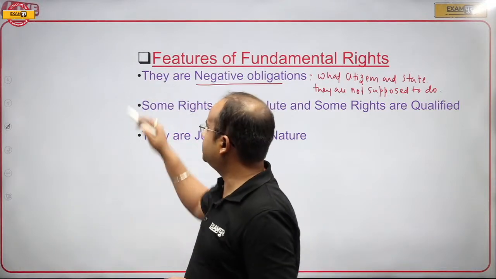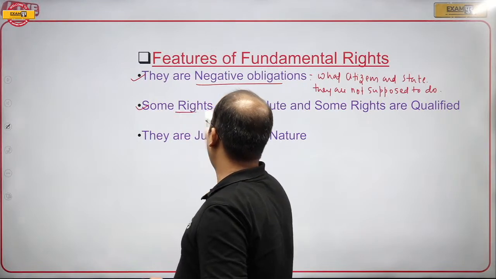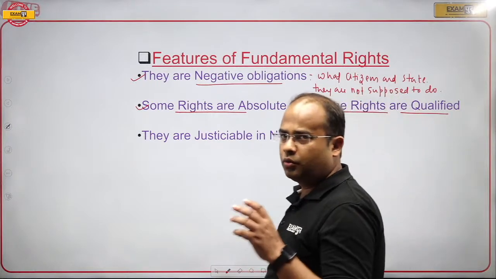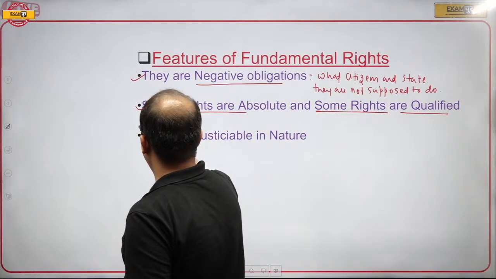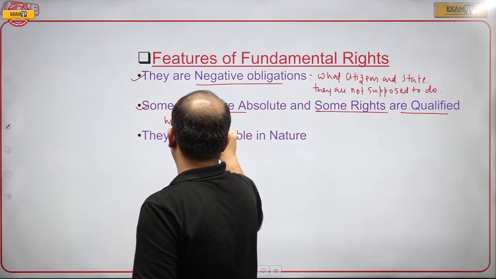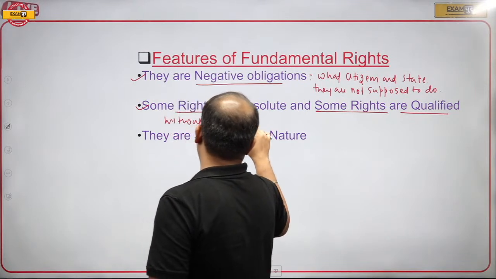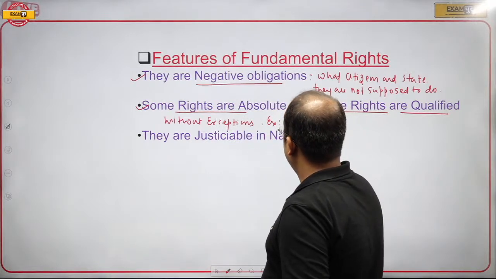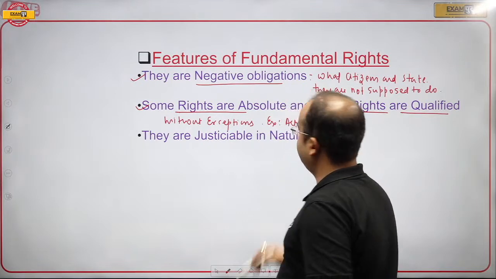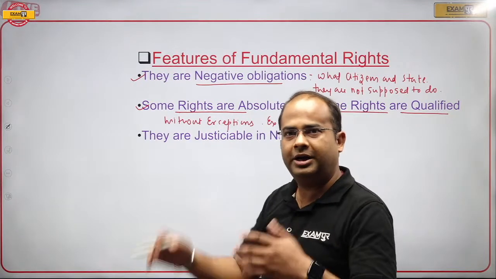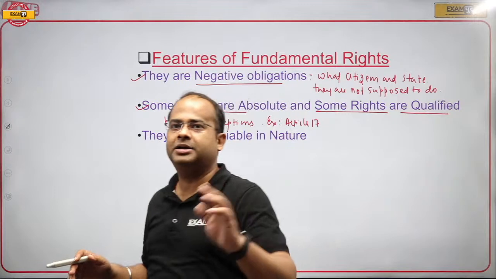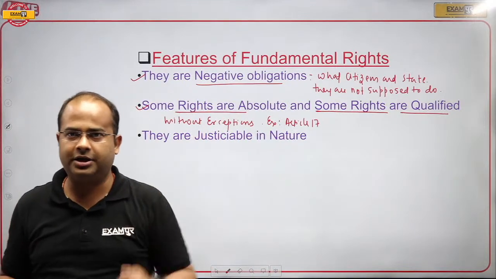Now, the next feature is that some of the rights are absolute, whereas some rights are qualified or relative. What do you mean by absolute right? Absolute rights are those rights which are without exception. For example, Article 17, which discusses the abolition of untouchability. It is a complete absolute right. There is no exception that in this condition you can practice untouchability, in that condition you cannot.